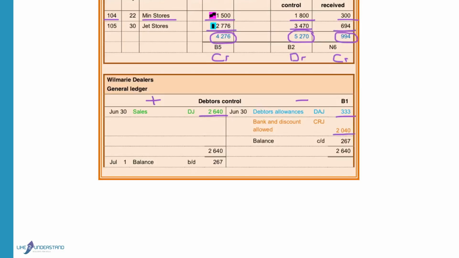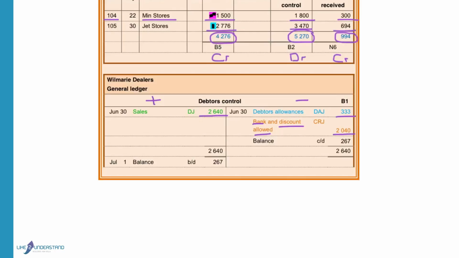It is very important to write bank and discount allowed, because this figure that we record on the credit side is not only in the bank account on the debit side or only in discount allowed. You have to indicate with the words bank and discount that some of this 2,040 will go to the bank account on the debit side and some of the amount will go to discount allowed on the debit side.